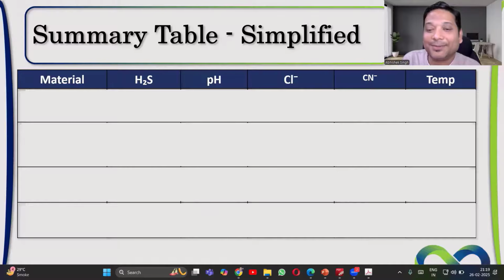First I'll talk about the material, like carbon steel. What is the limit in terms of partial pressure of H2S? What is the limit of pH value? What is the limit of chloride concentration? What is the limit for cyanide? What is the limit for temperature? All that we are going to talk about. So let us start with the first one.